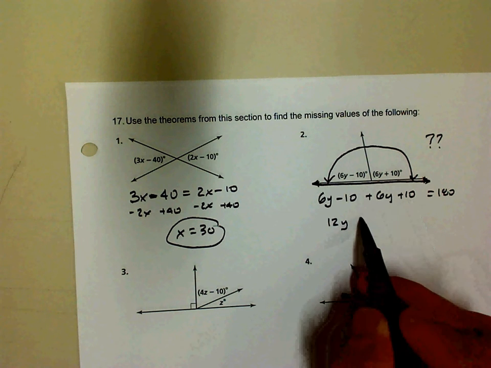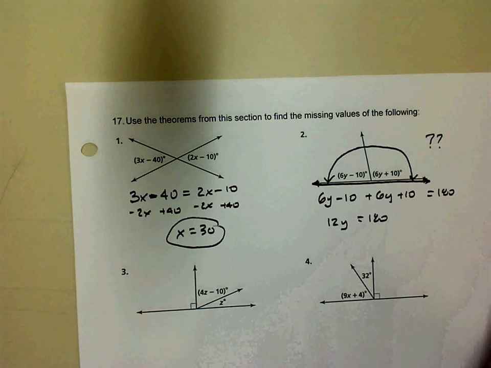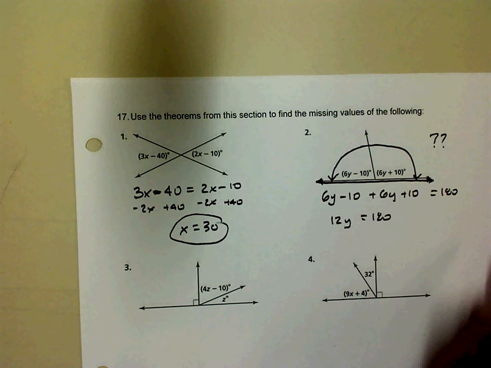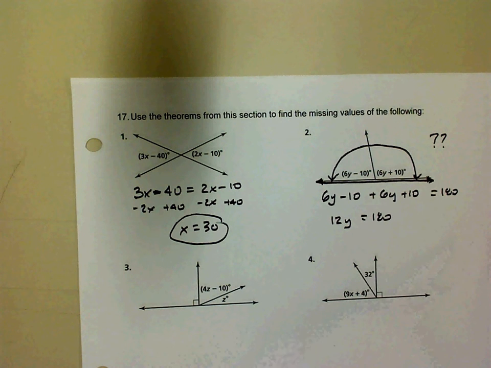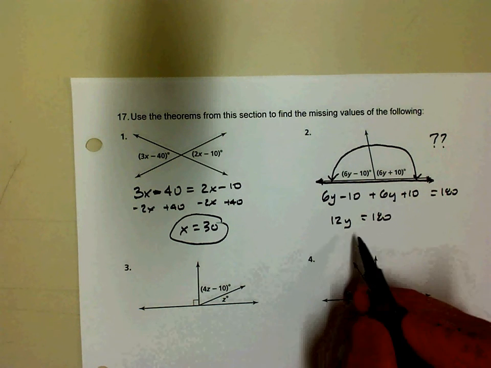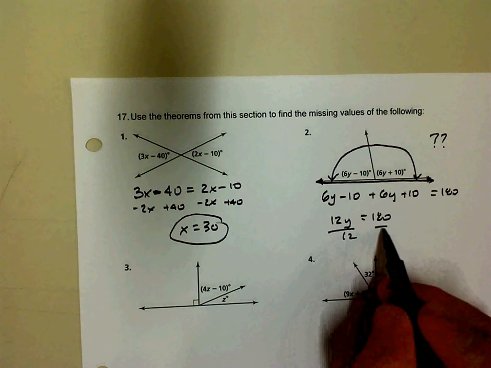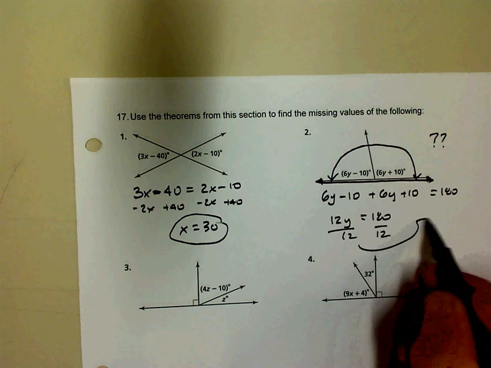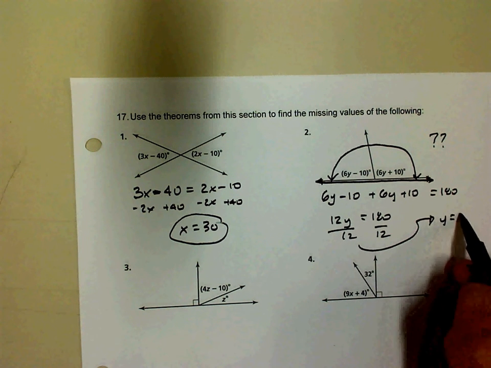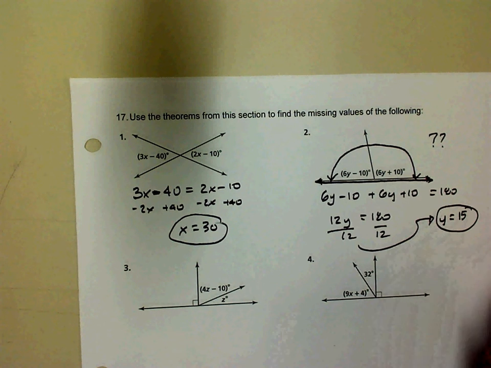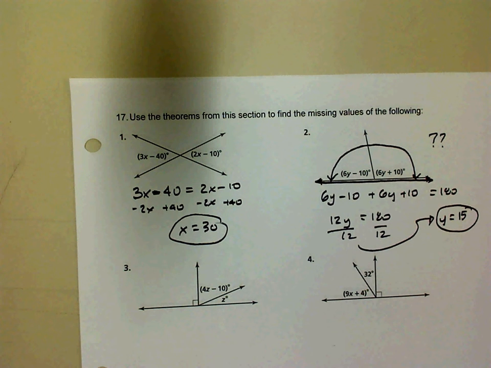And then from there, we would divide both sides by 12. And once we divide both sides by 12, we would get y equals 15. And again, it didn't ask us to find the measure of the angles, it just asked us to find the value of the variable. Let's take a look at number 3.